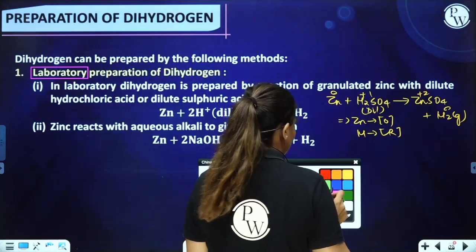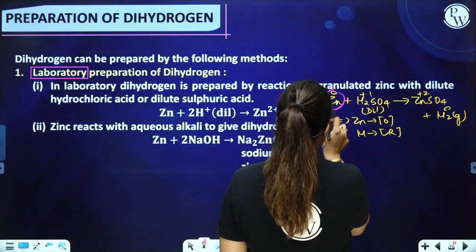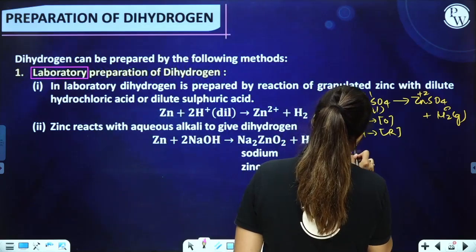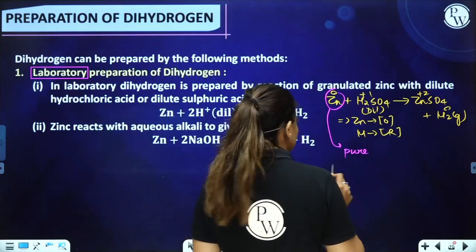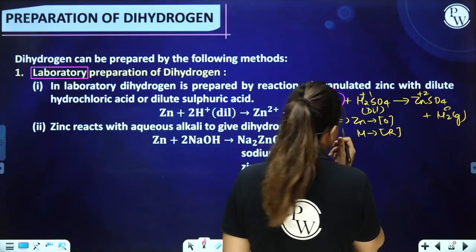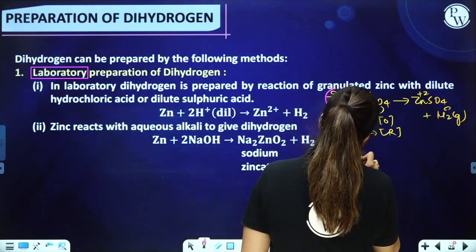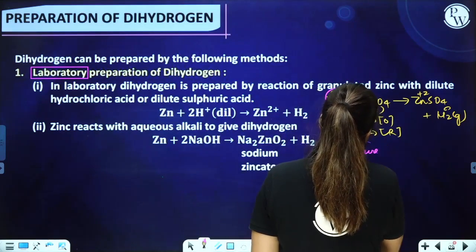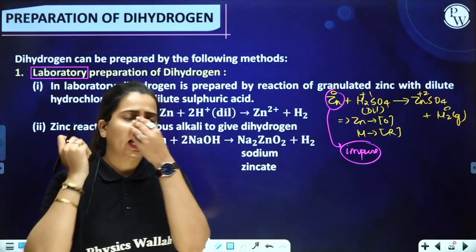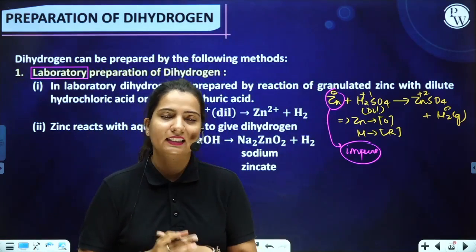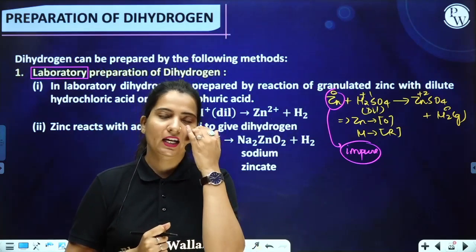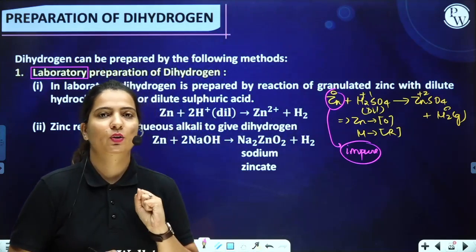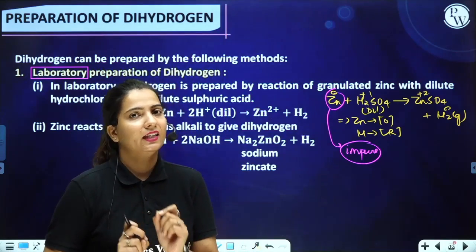And one more thing you need to remember is the zinc taken over here is not pure. It is taken as impure. Why? Because the reactivity of pure zinc is very, very less. So we have to make it more reactive by introducing some impurities into it. So we have to take zinc in the impure form.